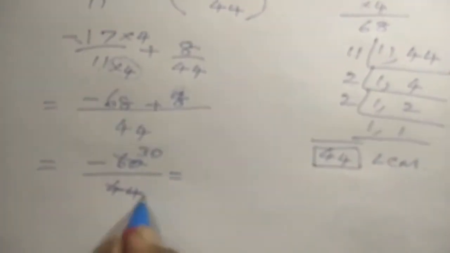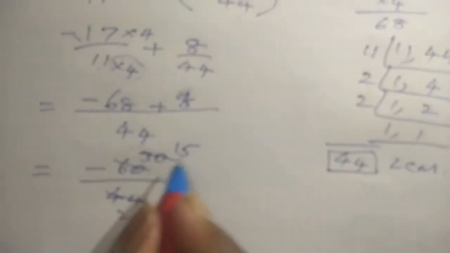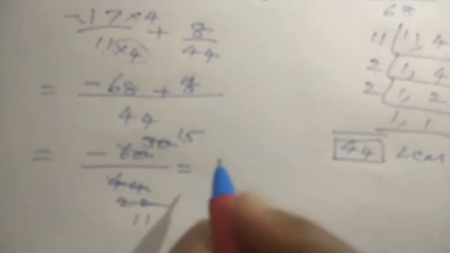So we go with the 2 table. 2 15s are 30, and here it is 2 11s are 22. Next again we go with the 2 table. 2 15s are 30, and here it is 2 11s are 22. So what we got, the answer is negative here. Then again the numerator is 15, the denominator is 11. So the answer is minus 15 by 11.